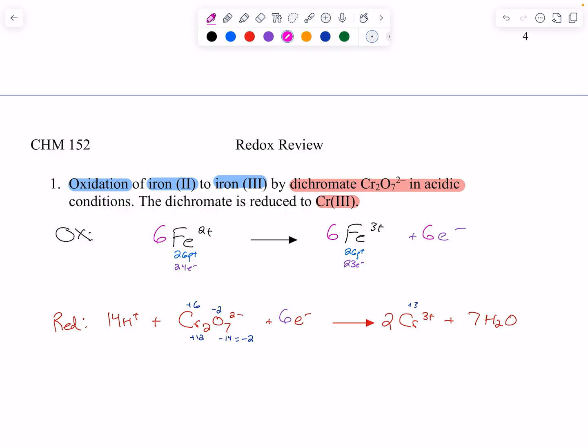All right. Now, lastly, these acidic conditions. That means H plus is everywhere, right?